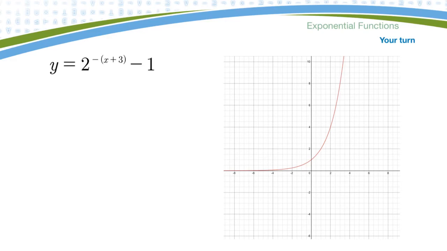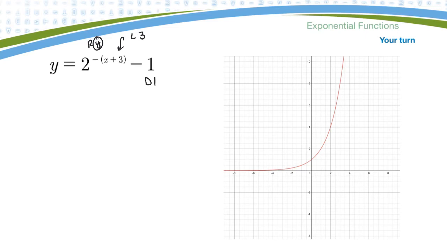Try that one. Maybe just look at it and see if you can determine what's going to happen to it. Press pause and then play. So I would start up here in the bracket. The plus 3 there tells me that it's going to move left 3. And then the minus tells me it's going to reflect over the y-axis. And the minus 1 means it's going to go down 1.